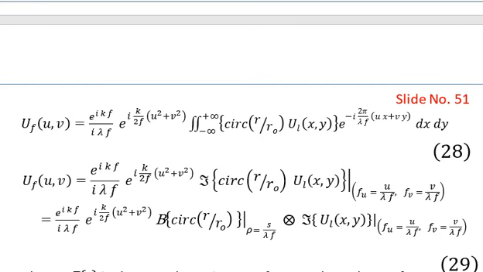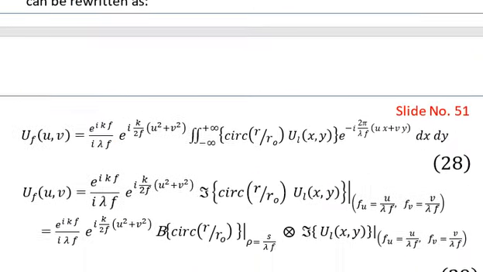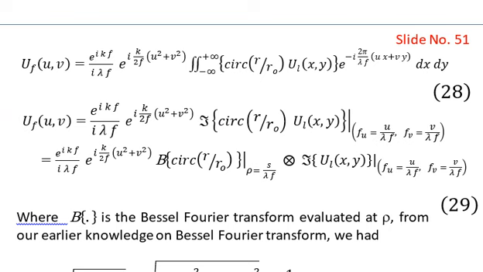So what is this integral? This is the Fourier transform integral, as we have simply represented in equation number 27. Similarly, this integral gives you the Fourier transform of the term in the curly bracket. That's why we have used the operator operating on the terms in the curly bracket, and of course after the Fourier transform, these will be evaluated at fu equal to u over lambda f, and fv will be evaluated at v over lambda f.